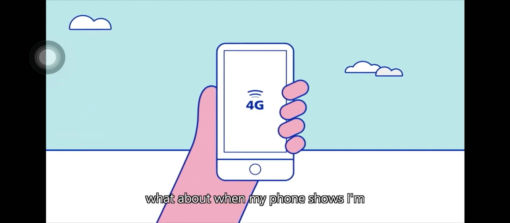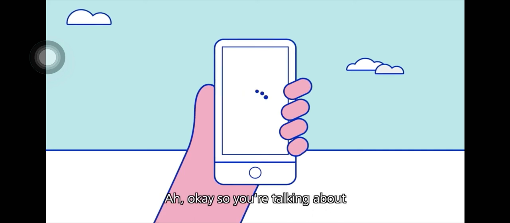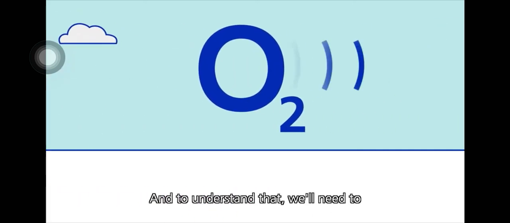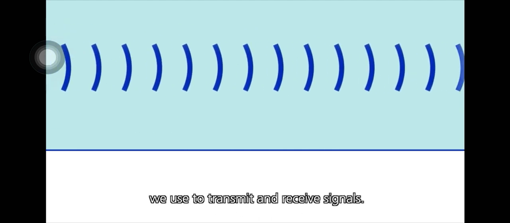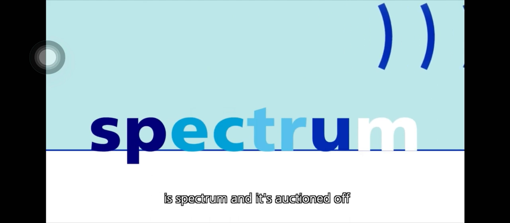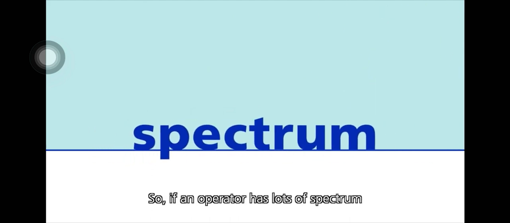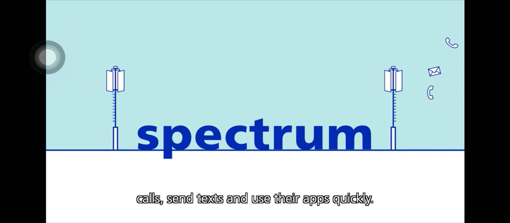What about when my phone shows I'm connected to 4G, but my apps work slowly? Okay, so you're talking about network capacity. And to understand that, we'll need to learn a bit more about the electromagnetic waves we use to transmit and receive signals. The technical name for these waves is spectrum, and it's auctioned off by Ofcom to each of the operators. So if an operator has lots of spectrum, their network will be able to hold a lot of digital traffic for customers to make calls, send texts, and use their apps quickly.